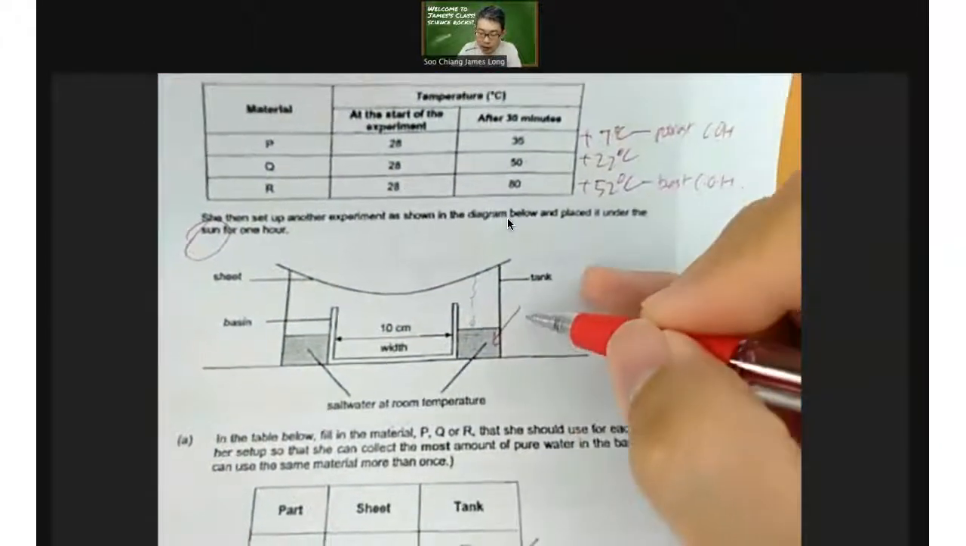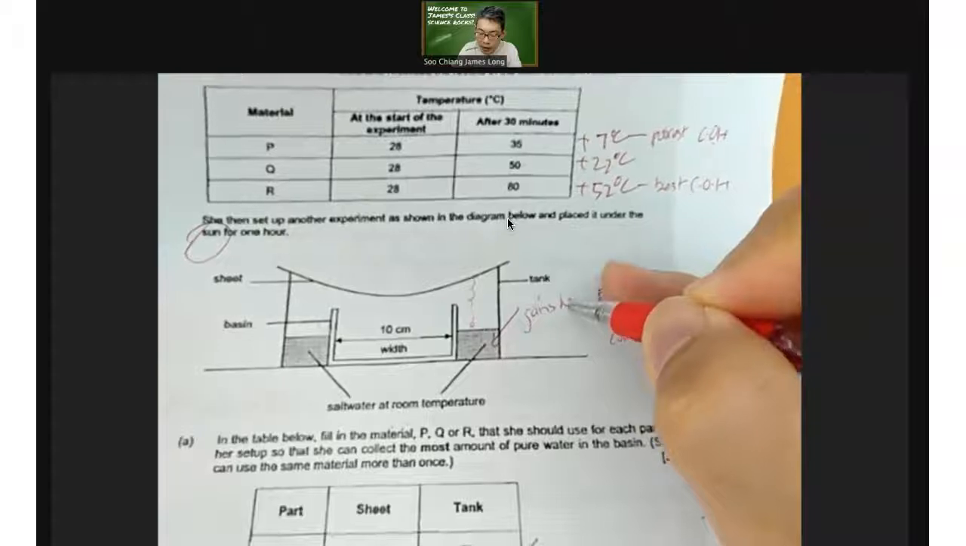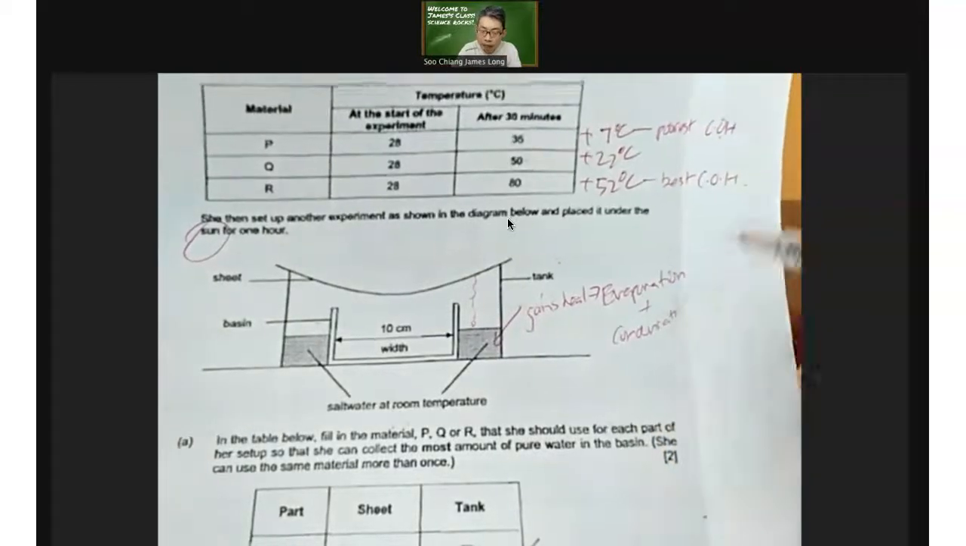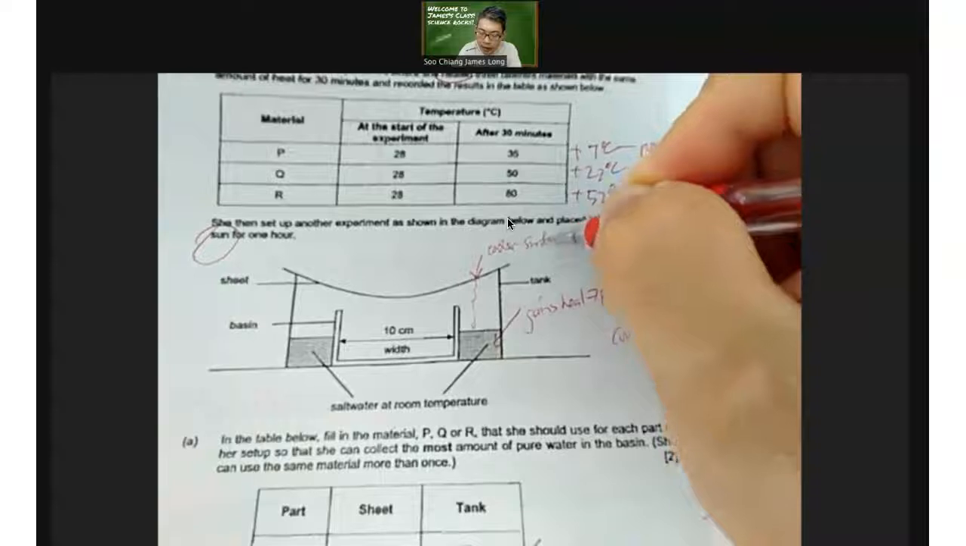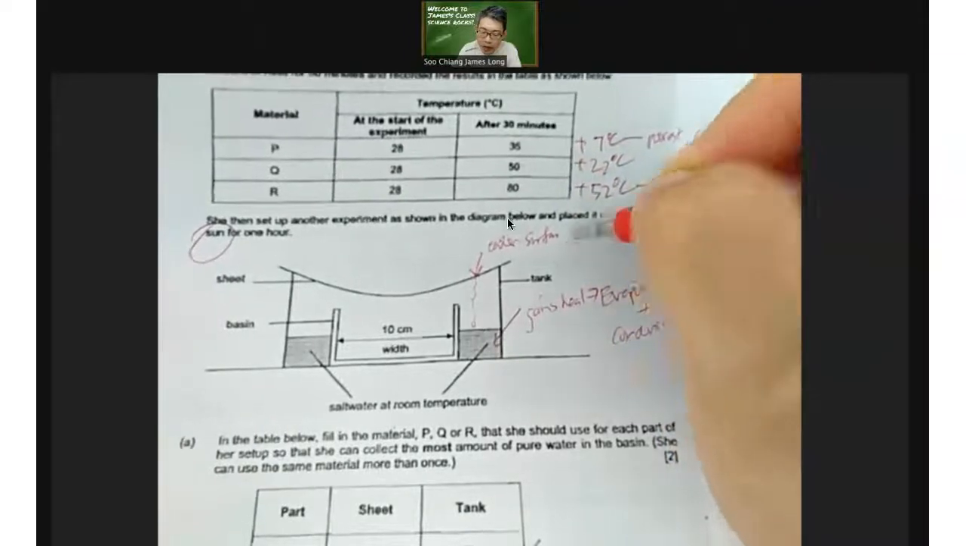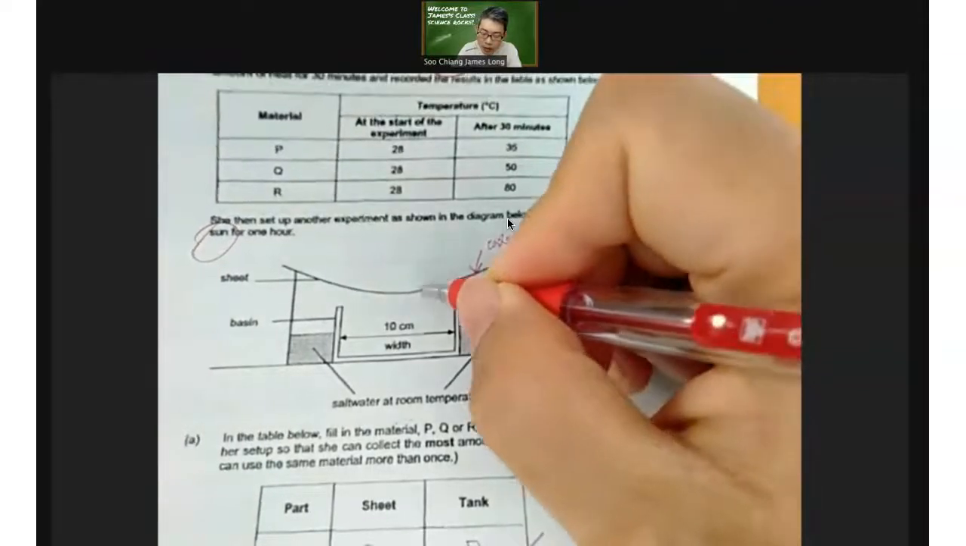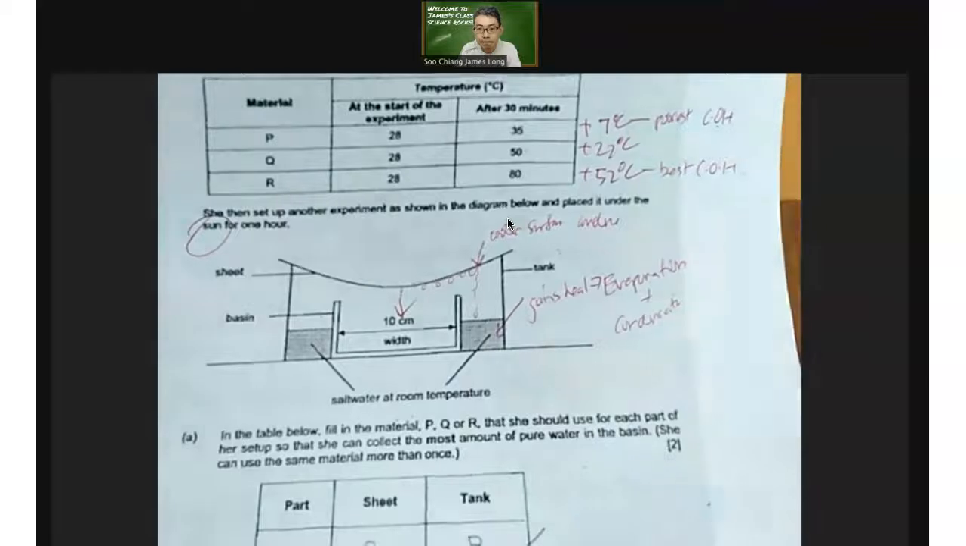I see the sun, so heat. Here water gains heat and evaporates. The water vapor touches a cooler surface and condenses. Then water droplets form and drip inside the container.